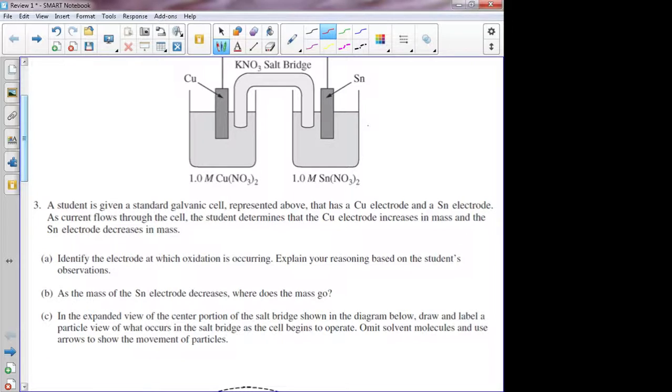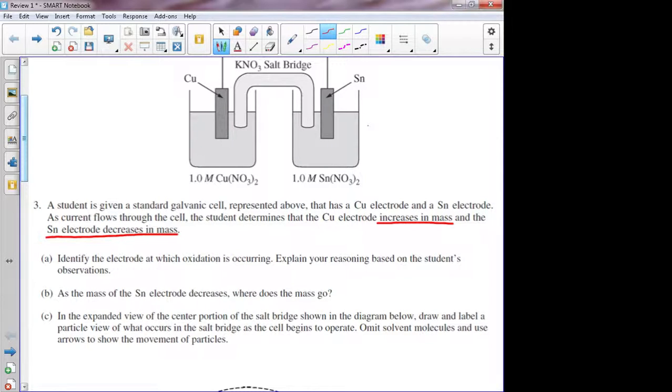All right, so let's go ahead and get started on this. A student is given a standard galvanic cell represented above that has a copper electrode and a tin electrode. As current flows through the cell, the student determines that the copper electrode increases in mass and the tin electrode decreases in mass. A says identify the electrode at which oxidation is occurring. Explain your reasoning based on the student's observations.